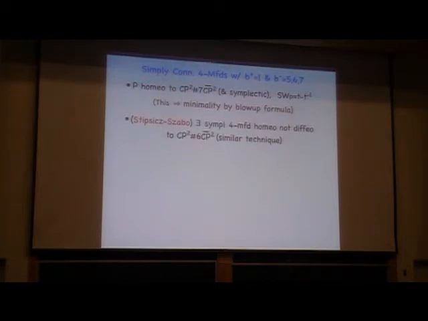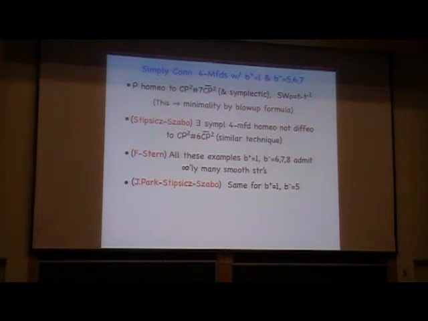Andras Stipsicz and Zoltan Szabo improved this, basically using the same technique but with a more complicated rational blowdown. They improved Park's example to work for CP2 blown up 6 times. Then Ron Stern and I showed that these examples admit infinitely many smooth structures by building knot surgery into the construction.